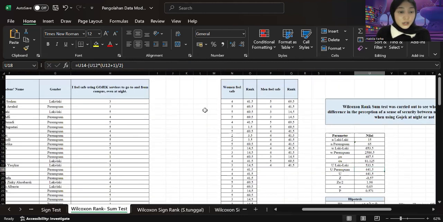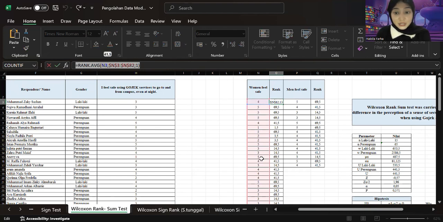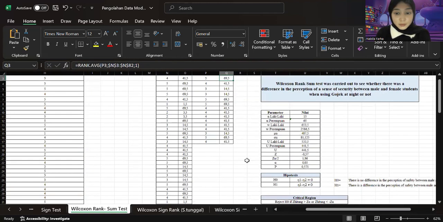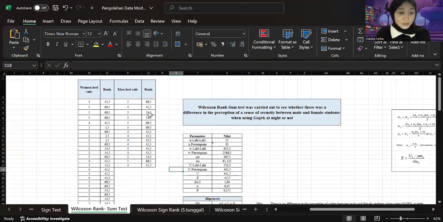The first thing to do is we make a table to separate women who feel safe and men who feel safe. Then we calculate the average rank of each point of the women feel safe data and the men feel safe data. And then we got the calculation here for all the data. Then we move to the parameters that we need. The first parameter is N1. N1 is used for the data that has the small sample size, which is men, right? Men feel safe.